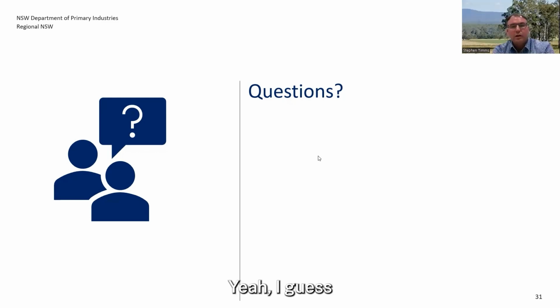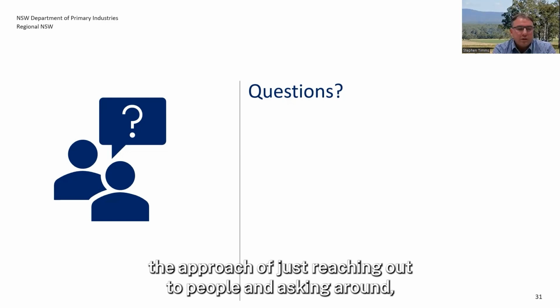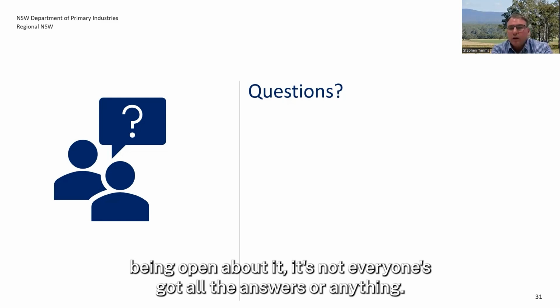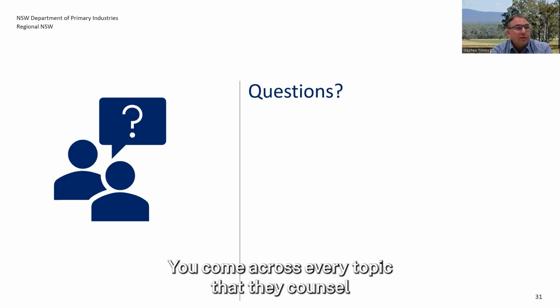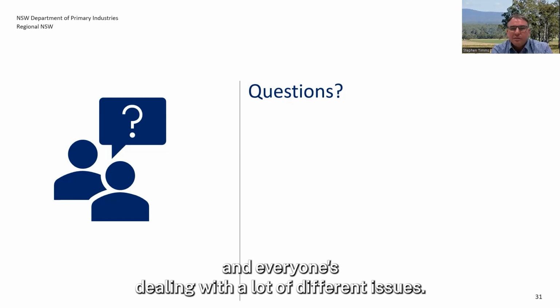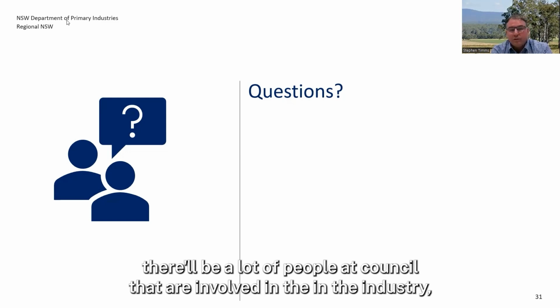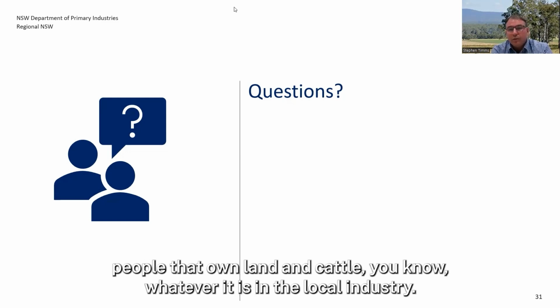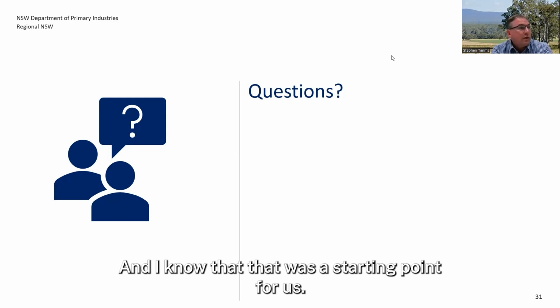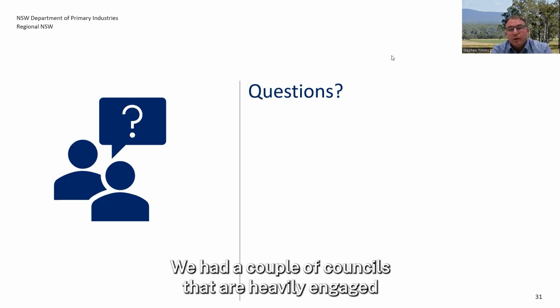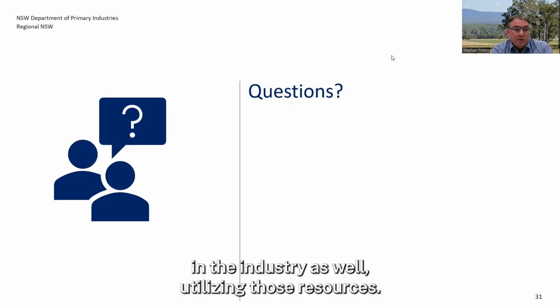I'll jump in then. I guess the approach of just reaching out to people, asking around, being open about it. Not everyone's got all the answers for anything. Actually, you can't be across every topic at your council. Everyone's dealing with a lot of different issues. So ask around. I think if you're in a rural area particularly, there'll be a lot of people at council that are involved in the industry, people that own land, own cattle, whatever it is in the local industry. And that was a starting point for us. We had a couple of councillors that are heavily engaged in the industry as well, utilising those resources.